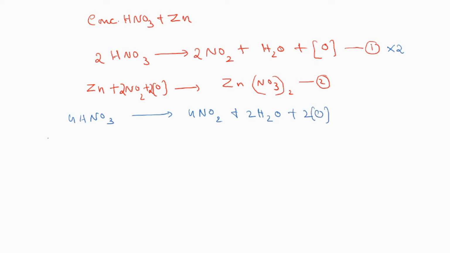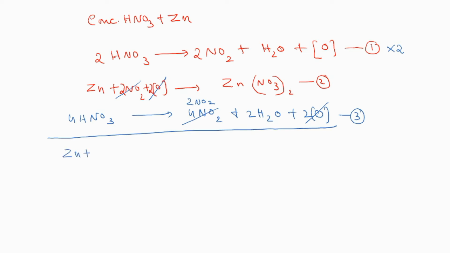Then add both of them. See, equation 2 and equation 3 we are going to add. Why are we adding? We don't want this nascent oxygen. You can cancel it. See this one, 2NO2 and 4NO2 will become 2NO2. Then what will be the remaining product? Write it. Zinc plus 4HNO3 will be giving you zinc nitrate, Zn(NO3)2. Along with that, you will be getting 2NO2 and 2H2O also.